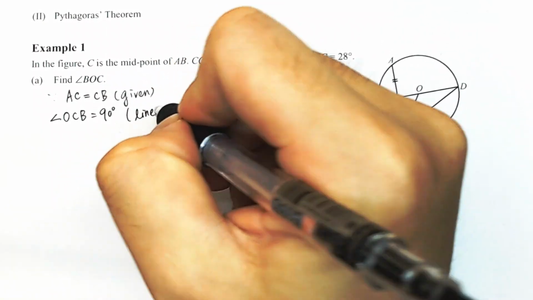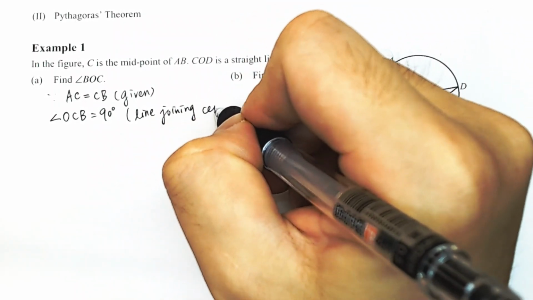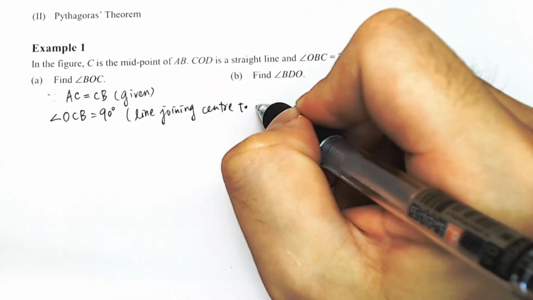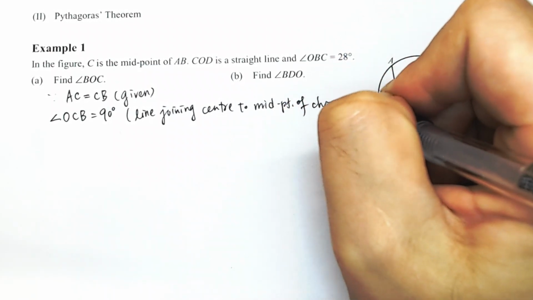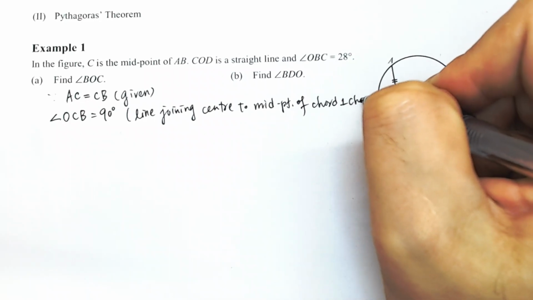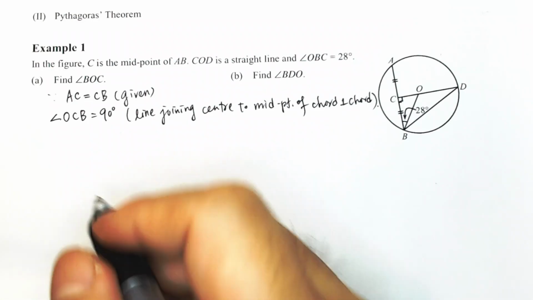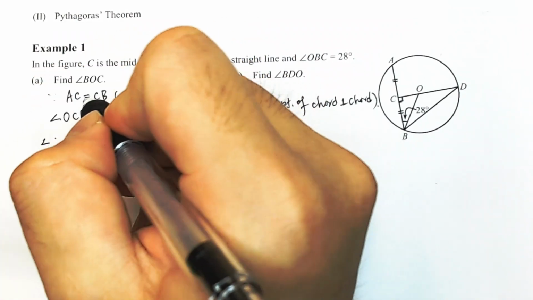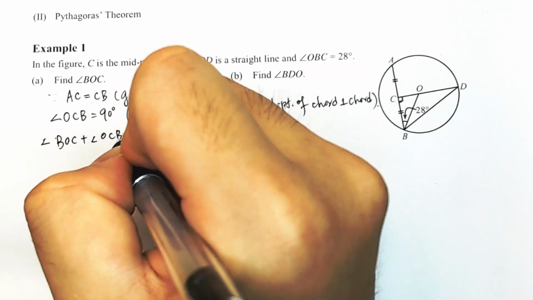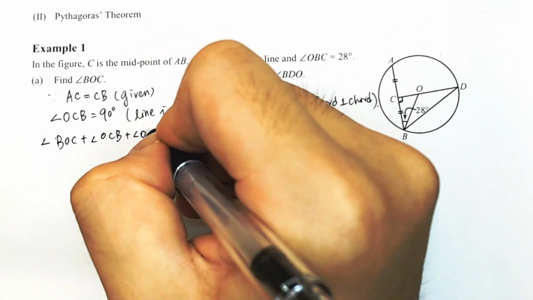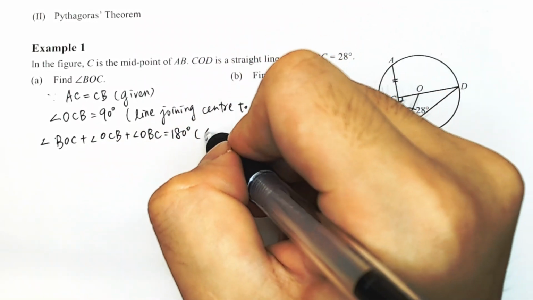So you need to write line joining center to midpoint of chord, perpendicular chord. Okay, and now for angle BOC plus angle OCB plus angle OBC is 180 degrees. The reference is angle sum of triangle.